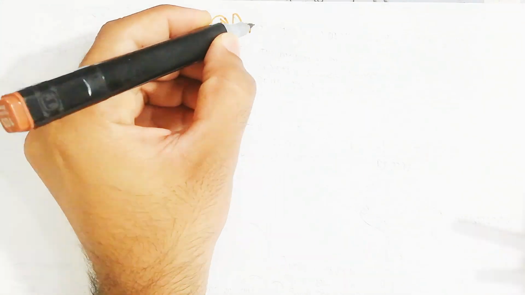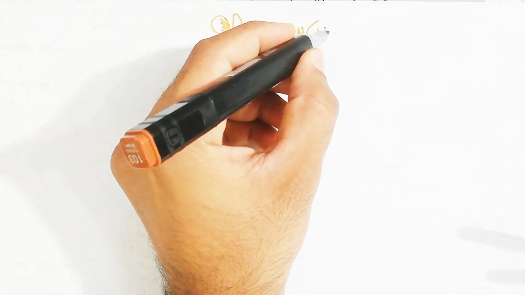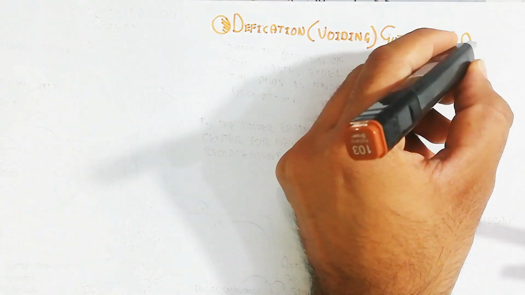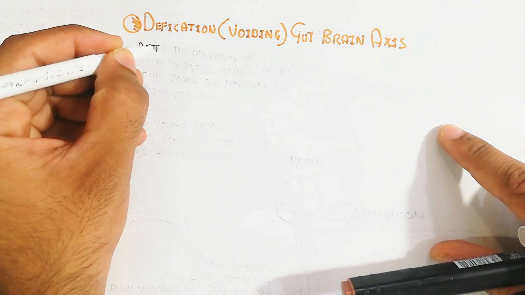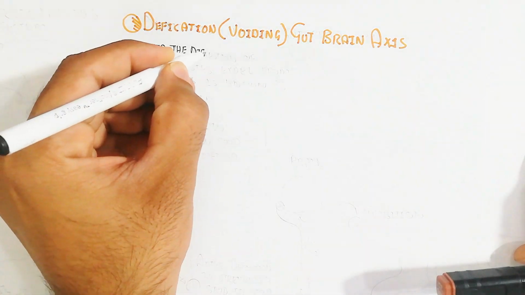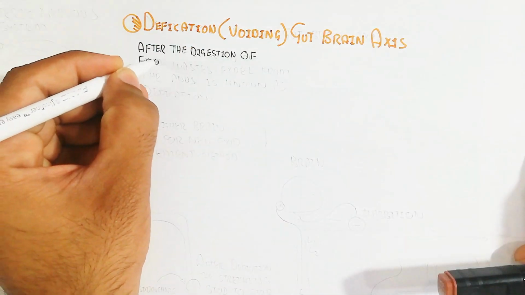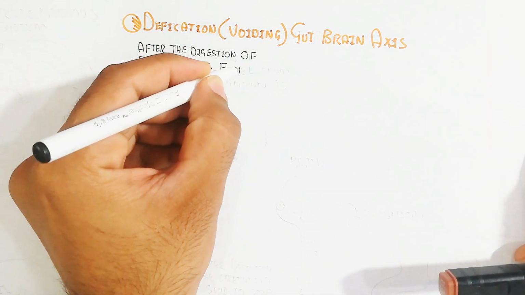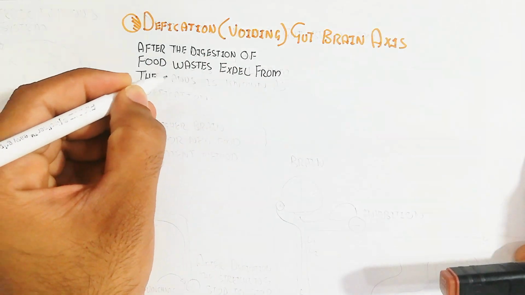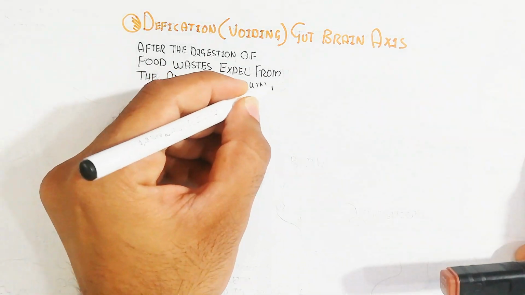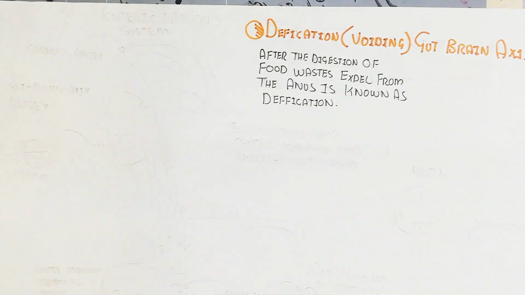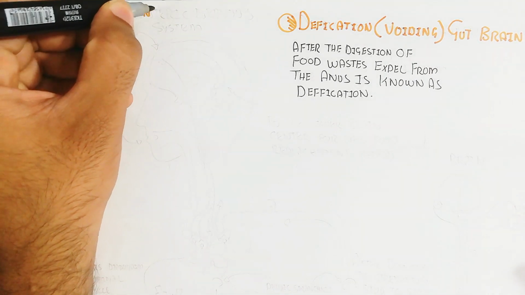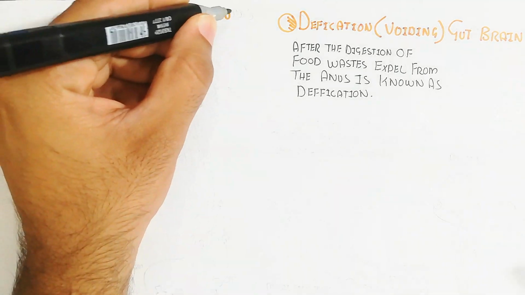It is also known as voiding, like peeing. So we will discuss the gut-brain axis and the enteric nervous system. The enteric nervous system is present throughout the whole digestive system, for the creation of peristaltic movement and the detection of food. After digestion, the food waste expelled from the anus is known as defecation. Let's understand the enteric nervous system.